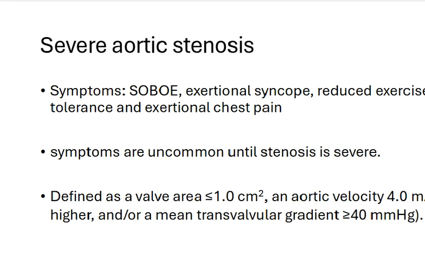And these include a valve area of less than 1 centimeter square, an aortic velocity of 4 meters per second or higher, or a mean transvalvular gradient of more than 40 millimeters of mercury. Now, all these criteria must be met before a patient is labeled as someone with severe aortic stenosis.